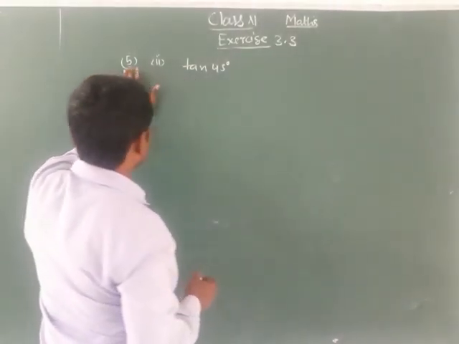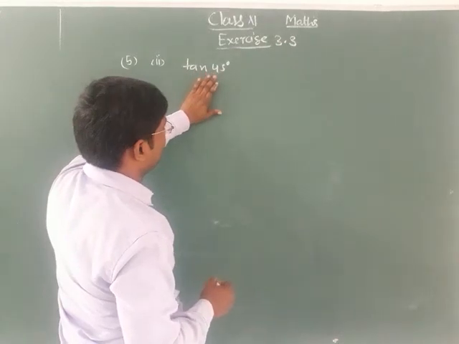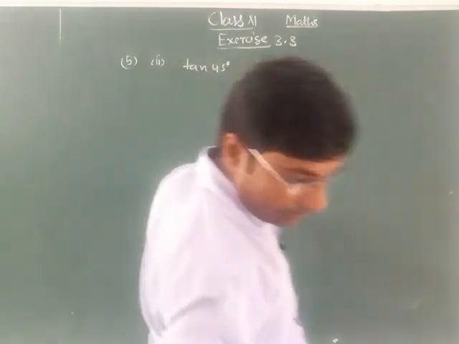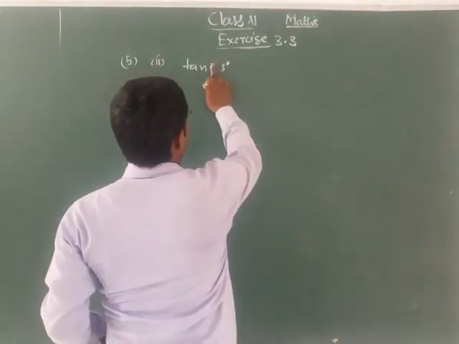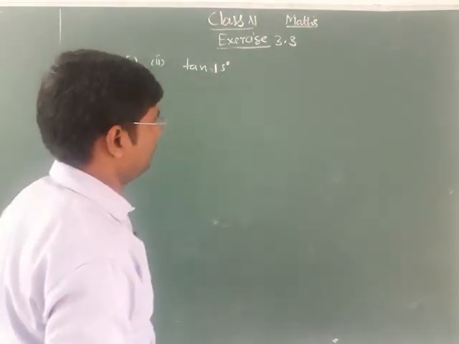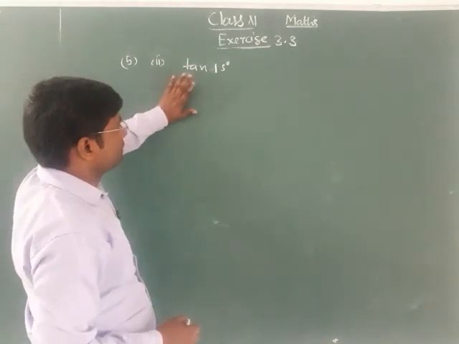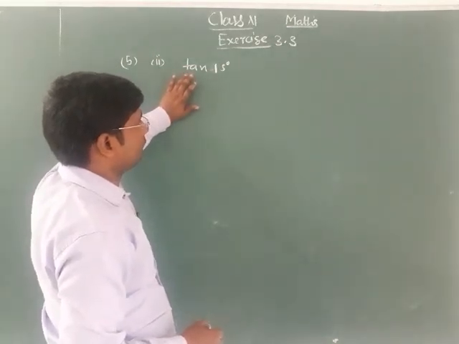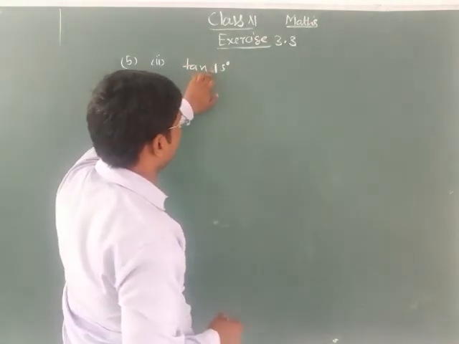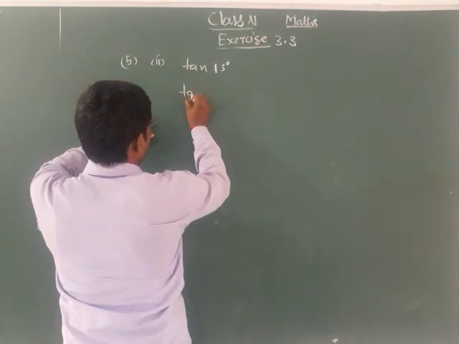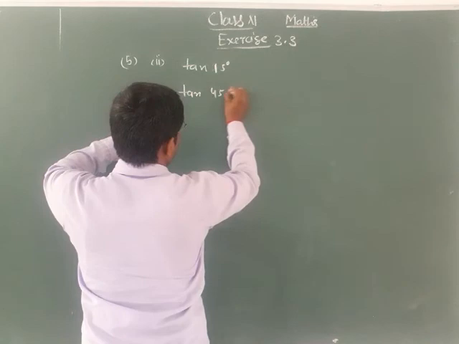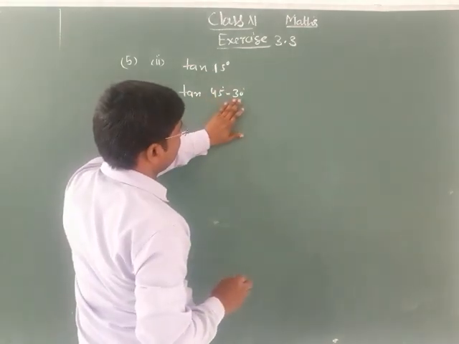Second part of question number 5, tan 15. The value of tan 15 is not known, but tan 30 and tan 45 are known. So break it up in this part: we can write 45 minus 30 degree.